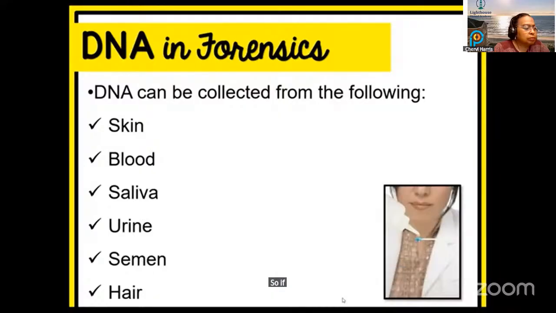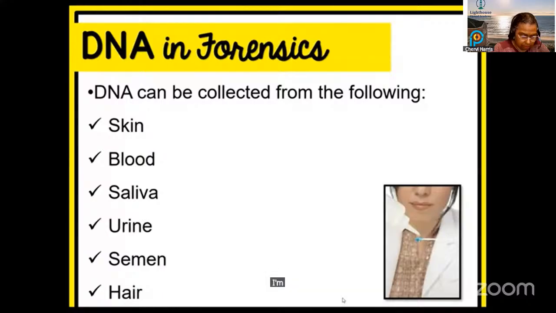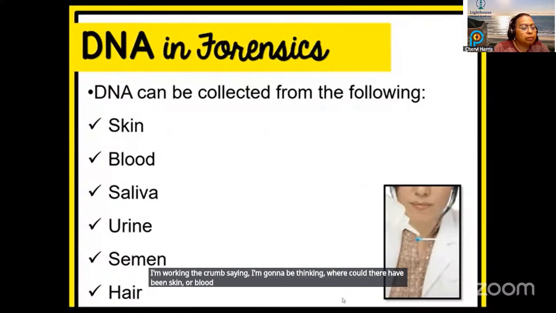So if I'm a crime scene investigator, I am looking for DNA evidence because it is a crucial part of an investigation. It can really help solidify a case. And so I'm working the crime scene. I'm going to be thinking, where could there have been skin or blood or saliva or urine or semen or hair left behind? And then I'm going to search for that, try to find it so that I can secure that DNA evidence.